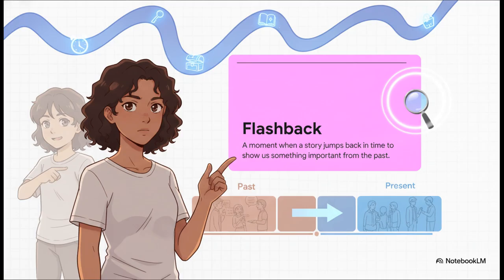Imagine our wizard boy finding a locked, glowing treasure chest today. Just as he reaches for the lid, boom, the author hits pause, jumps backwards 5 whole years, and shows you exactly who hid the key. It instantly adds so much depth and mystery.